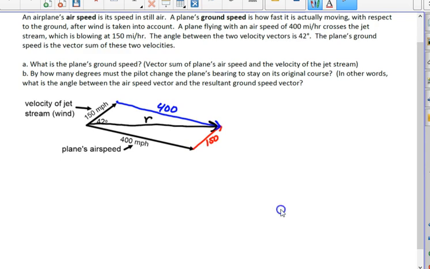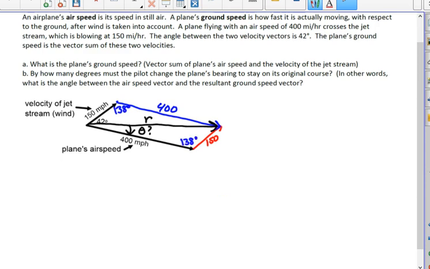So I want to find what is the length of the resultant vector, and I also want to know the angle that it's going to have to correct itself. Okay, so right now it's being blown this direction. It's going to have to correct how many degrees? So what is theta going to have to be to get back on its original course? So recall that with a parallelogram, if this angle is 42, this angle up here is 180 minus 42, so that makes this angle 138, which means this angle is also 138.